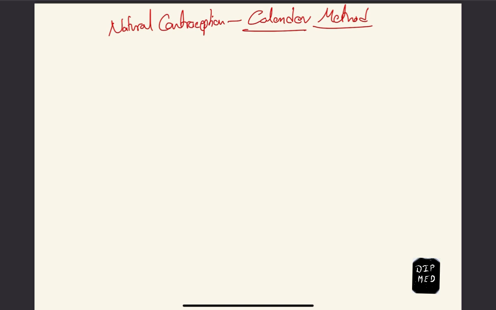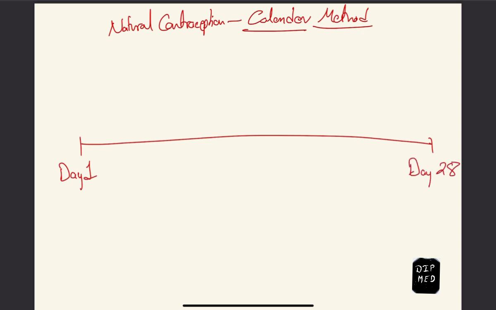Before starting, we have to assume that the normal menstrual cycle in a normal female is 28 days. So it starts with day 1 and ends with day 28. So what is day 1? This is the first day of menstruation, the first day where the bleeding has occurred. So the day when your bleeding starts is day 1 of your menstrual cycle.